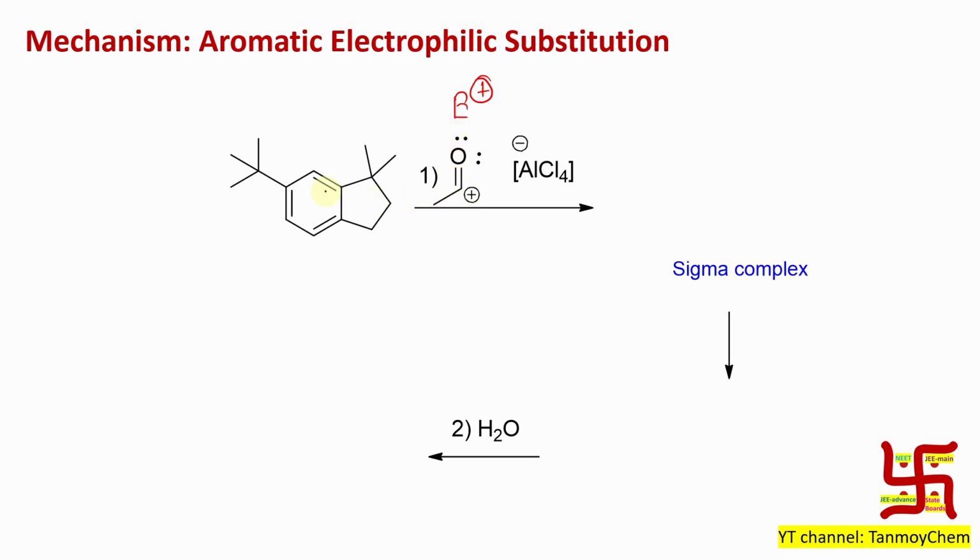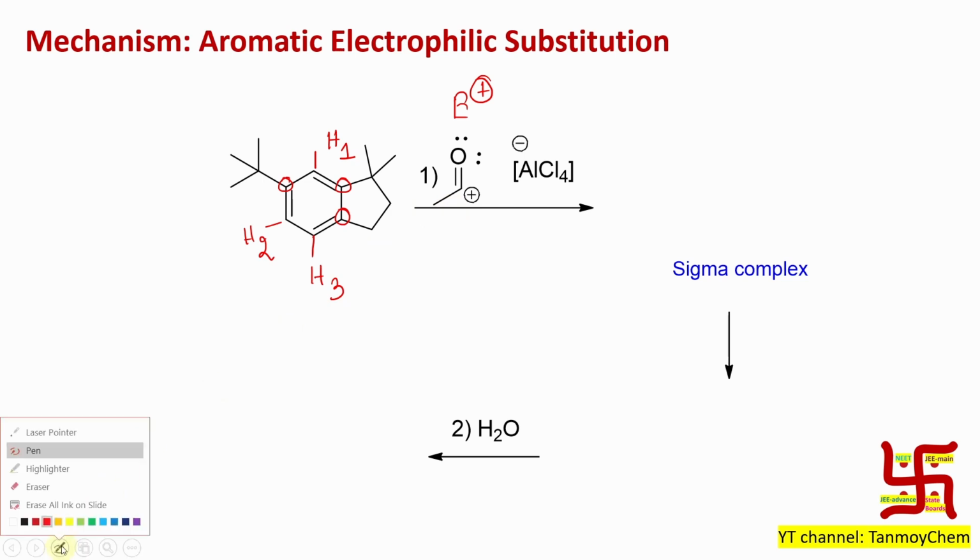But the question is, if you look at this molecule, there is one proton here, one proton here, one proton here. Let's name them H1, H2, H3. So where will the substitution take place? And by the way, the other positions, I'm talking here, here and here, are blocked by this carbon atom. So aromatic electrophilic substitution will not take place at those positions.